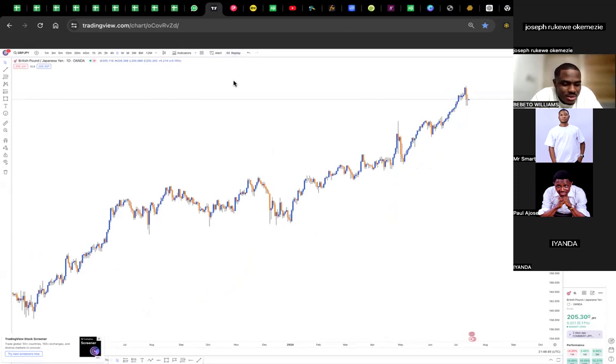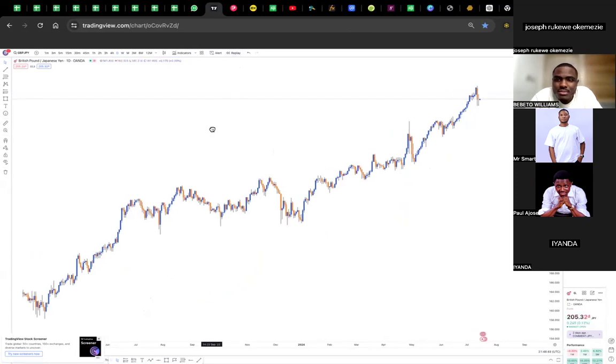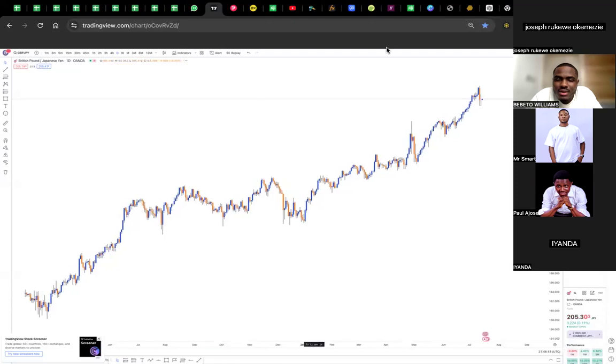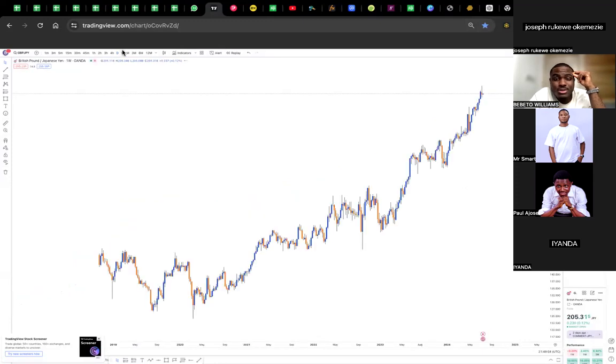Any other currency pair that we're missing? Wow. This week and next week is going to be amazing. Trust me, it's going to be so nice. Please don't miss out on this at all. Don't even try to miss this. Okay?